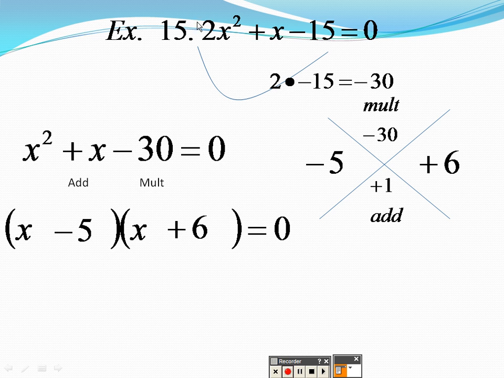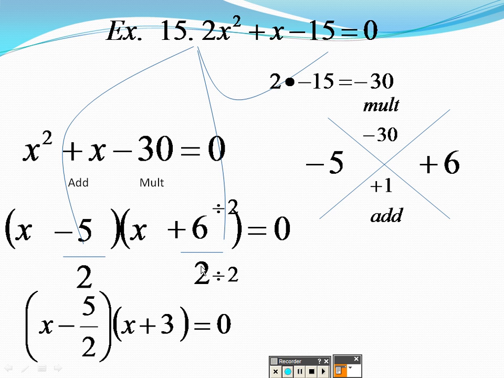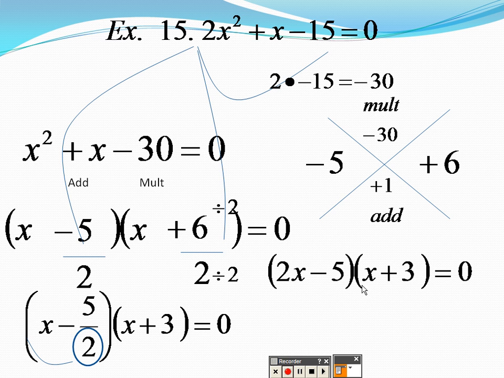But because I slid by 2, now I need to divide by 2. So I got to divide each of those numbers by 2. That's what I'm doing right there. And now I need to simplify. Well, this one can't simplify, but this one can. What's 6 divided by 2? That's 3. So I have x minus 5 over 2 and x plus 3. But I told you your factors can have fractions in them, so I take that 2 and I just bump it right out there and put it in front of the x. So there are my two factors.